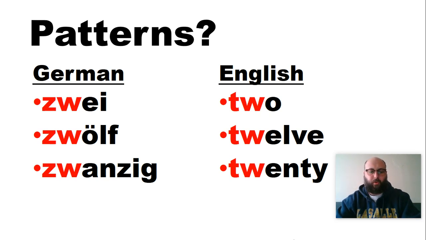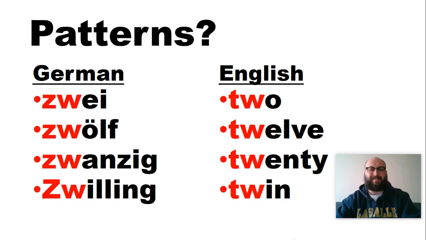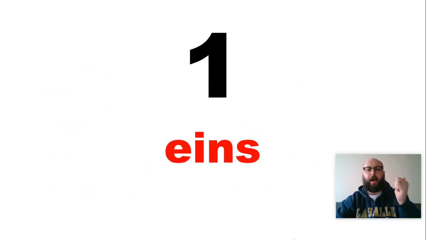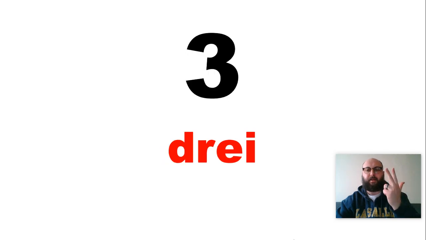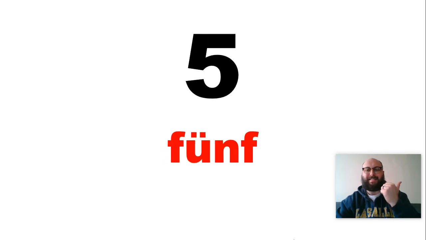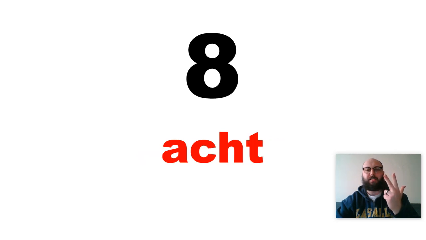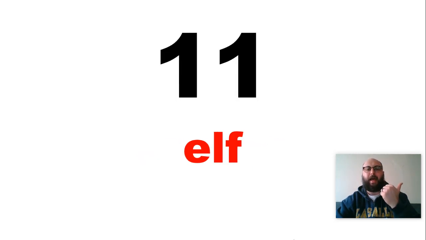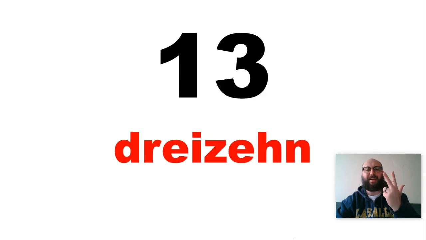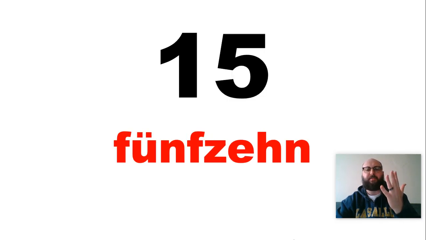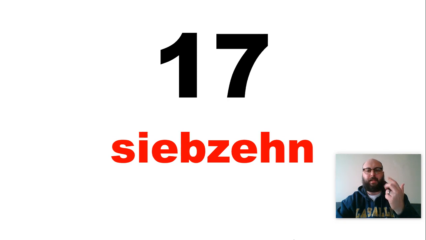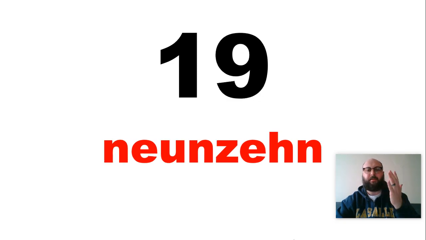If you have 2 kids born at exactly the same time, they are twins. TW, 2 of them. And in German, that word is Zwilling. ZW, same pattern. So if we put them all together, we have 0, 1, 2, 3, 4, 5, 6, 7, 8, 9, 10, 11, 12, 13, 14, 15, 16, 17, 18, 19, 20.